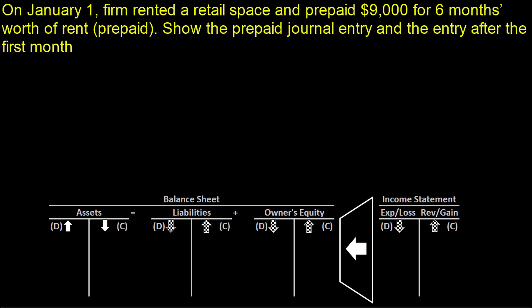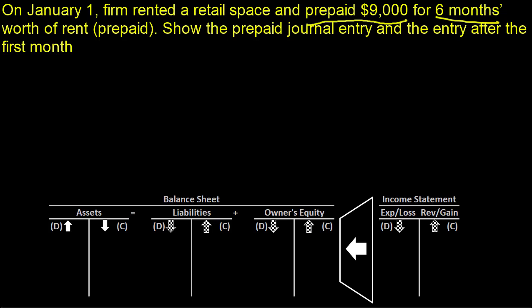All right, so this is a journal entry for prepaid rent, from the perspective of the individual actually paying the rent. So the organization is paying the rent, not collecting it. On January 1st, a firm rented rental space and prepaid $9,000 for 6 months worth of rent. Show the prepaid rent journal entry and the entry after the first month.